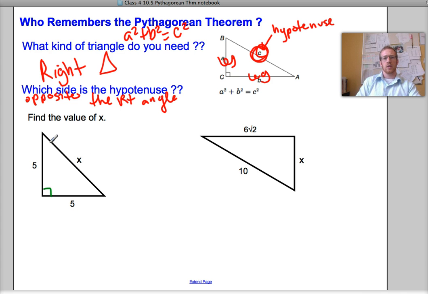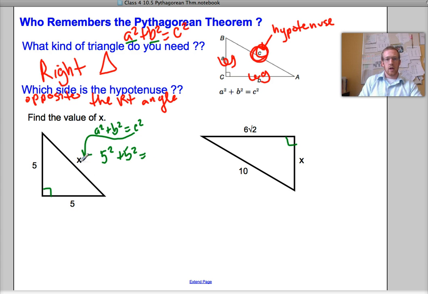Also notice that here's our right angle. In this one, our x is the hypotenuse. Here's our right angle. So here our hypotenuse is 10. X is not the hypotenuse, so x is going to be one of these. So let's set up a relationship. A squared plus b squared equals c squared. So c has to be the hypotenuse. And then a and b, it doesn't matter which, and these are the same numbers, so it doesn't matter which we call a and b. So that gives us 5 squared plus 5 squared equals x squared.